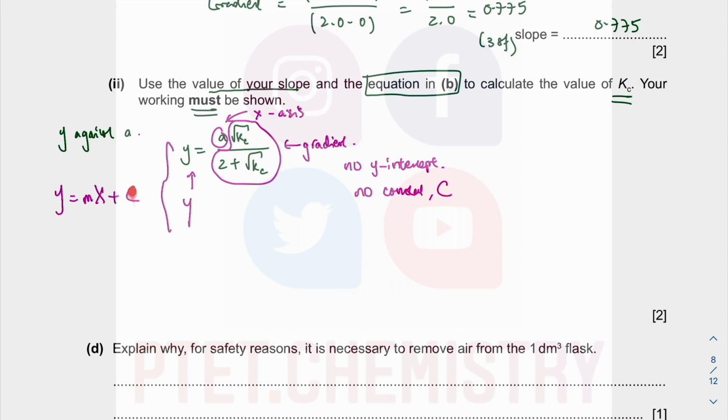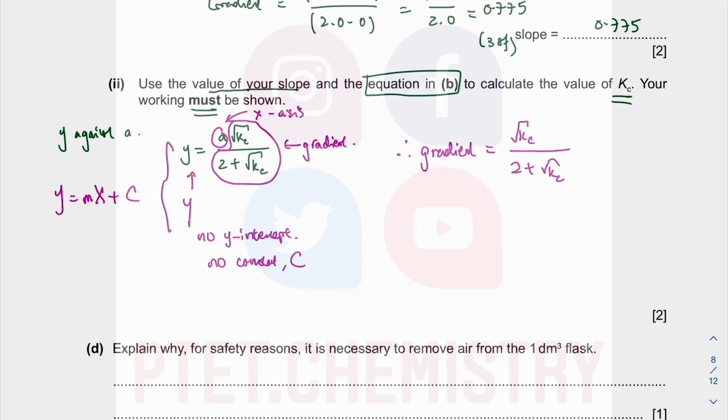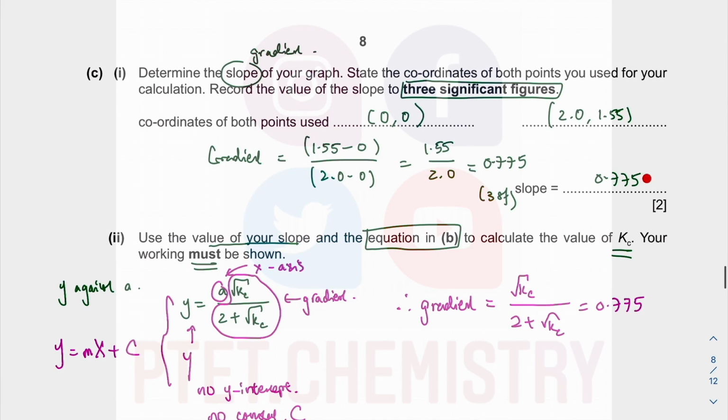So that doesn't exist. There's just the y-axis and the x-axis on your graph. You plot y against a just now. So your gradient is all that thing there, because there's a constant, there's a constant, there's a constant. At a constant temperature, your Kc doesn't change. Therefore, your gradient is equal to Kc over 2 plus Kc. I can move that a little bit to give me more space to work with. So that's 0.775, your gradient from the previous question.